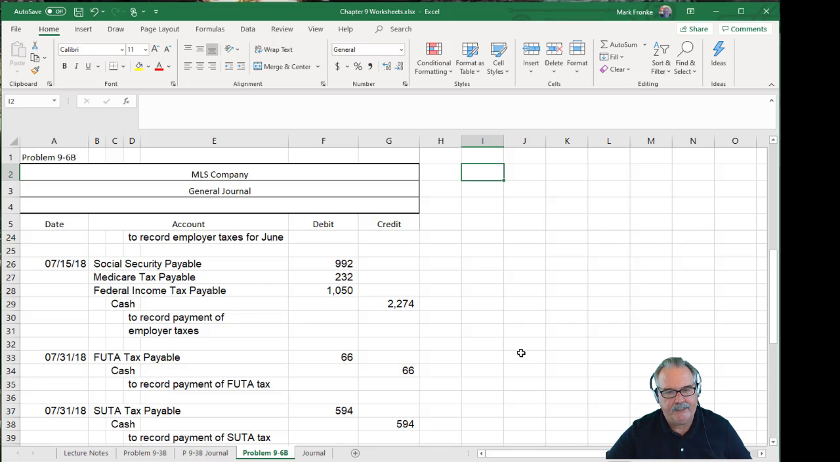Pretty easy problem. Just wanted to go through these journal entries so you could see how they work, and you can use this for 9-6A.